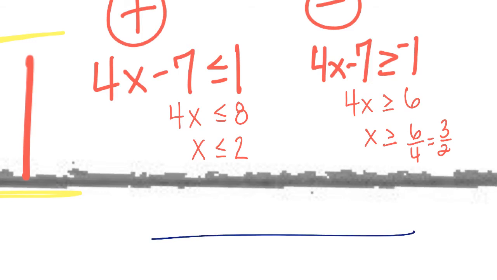This is a fun one to graph because 1.5 and 2 are very close. So I'm going to show my little halvesy. If x is less than or equal to 2, I have a closed circle on 2 going to the left. If x is greater than or equal to 3/2, closed circle going to the right.